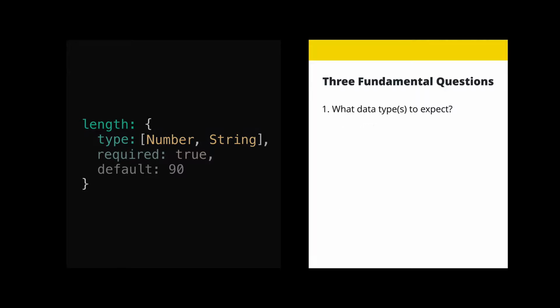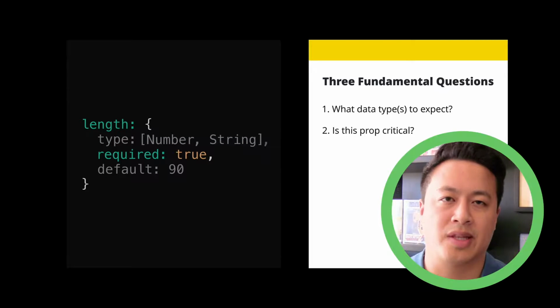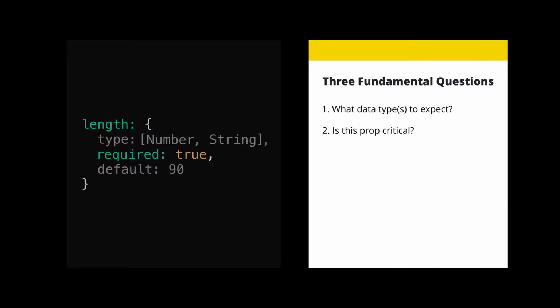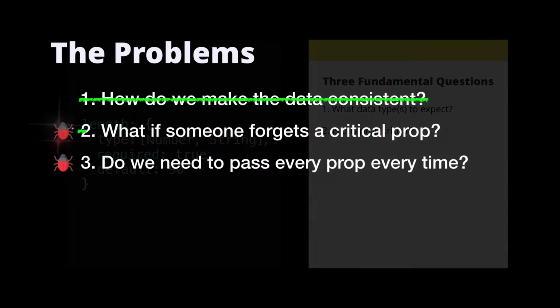The next fundamental question is whether or not this prop is critical. Just as we saw with the movie poster when the image and title disappeared, oftentimes there are critical props that we need to make sure every component has at all times, otherwise the component is basically useless. To do this, all you need to do is add the required property with the value of true to your prop. And now our second problem is taken care of.